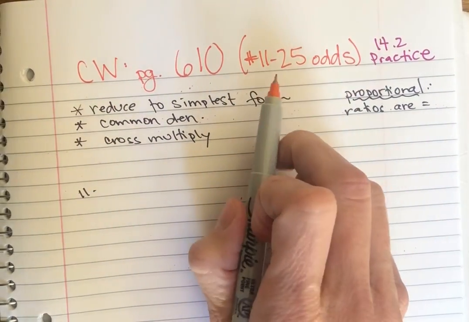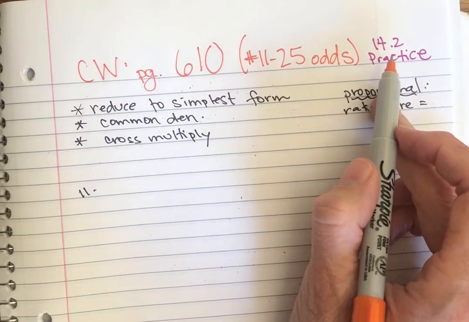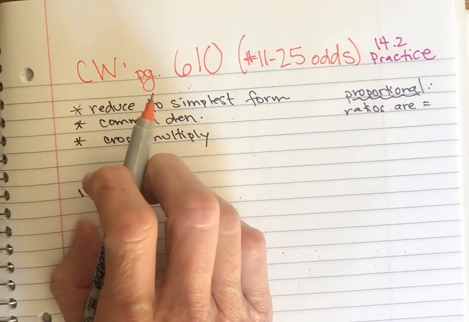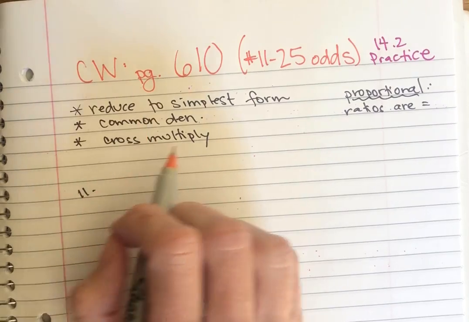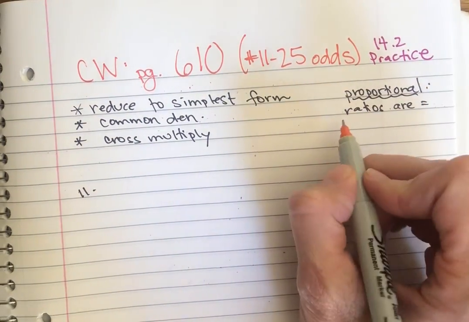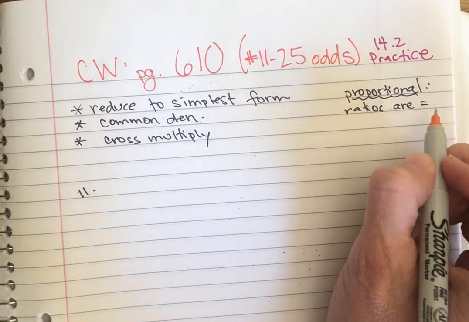Okay, so this is the classwork for lesson 14.2. And the first part of the classwork asks us to determine if the ratios form a proportion. So remember, if two ratios are proportional, that just means that those ratios are equal, and we can put an equal sign in between them.